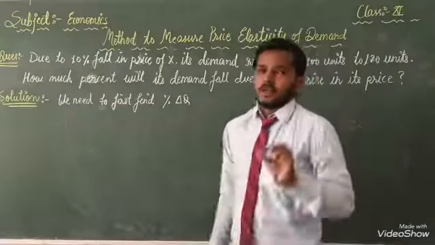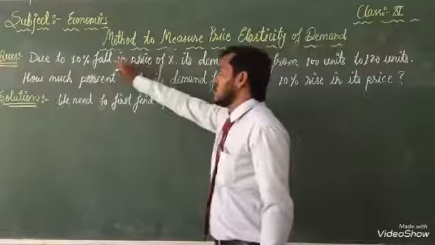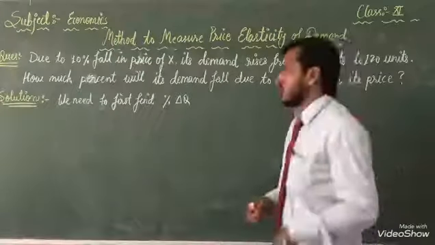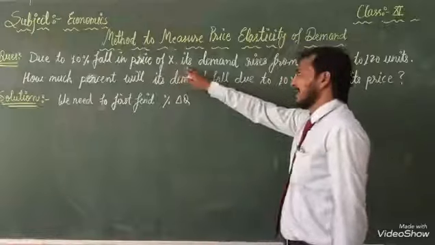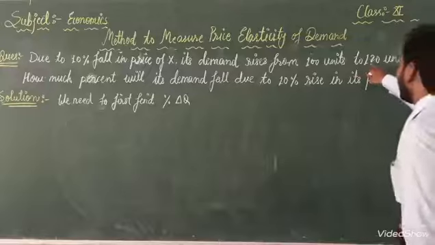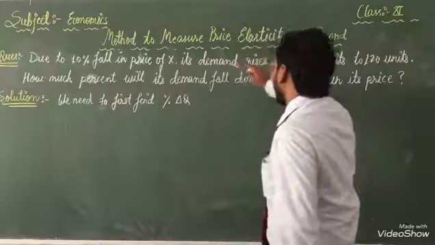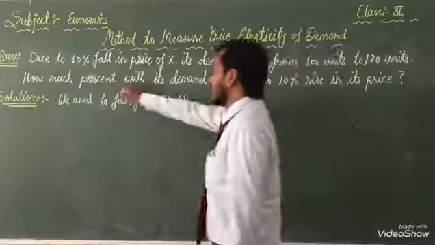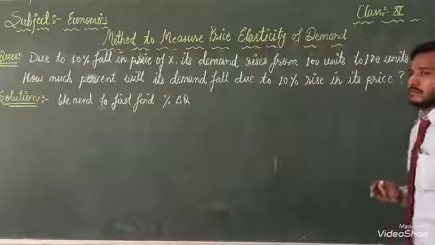Students, in front of you I have written one question, with the help of which we can solve price elasticity of demand. Due to a 10% fall in the price of X, its demand rises from 100 units to 120 units. When the price falls 10%, at that time demand rises from 100 to 120. The question is: how much percentage will this demand fall due to a 10% rise in its price?